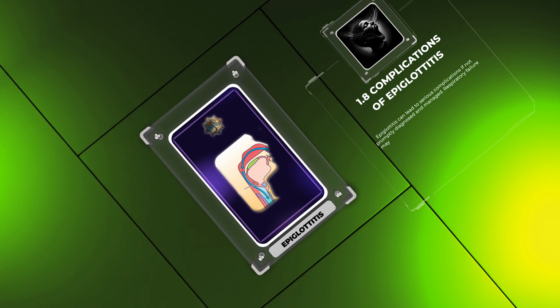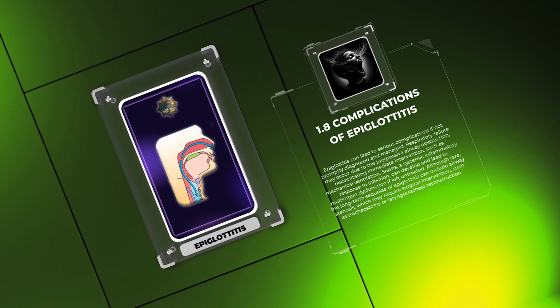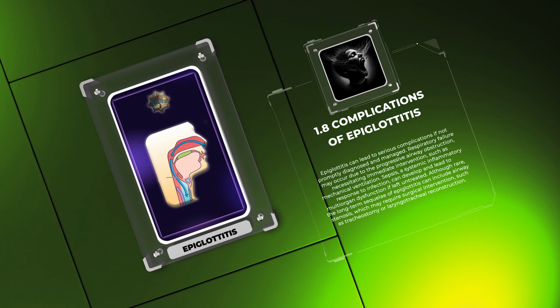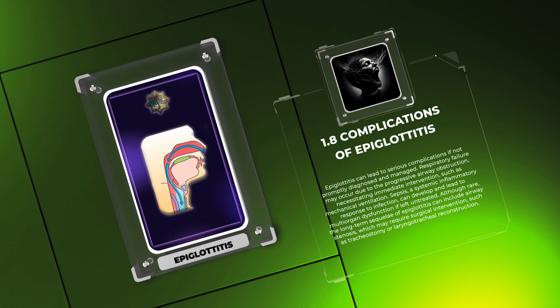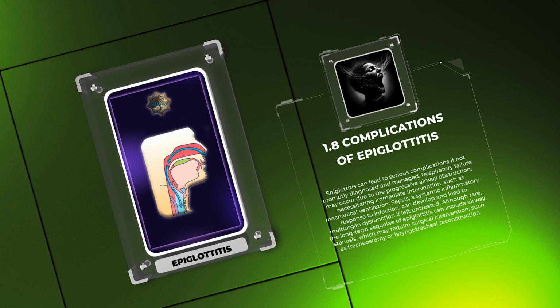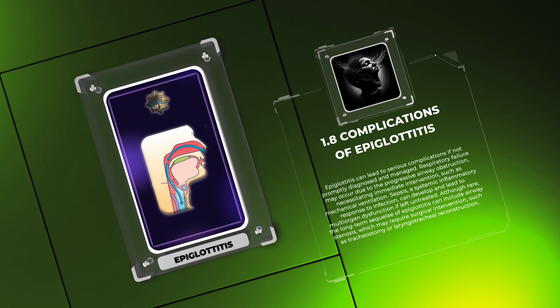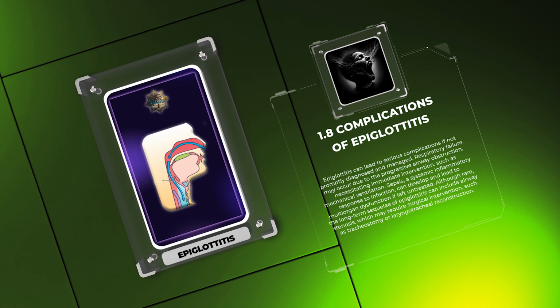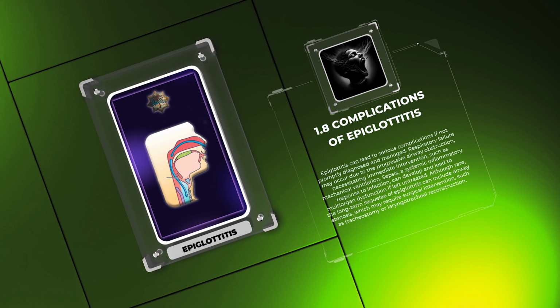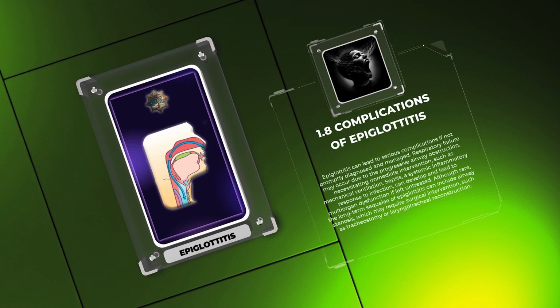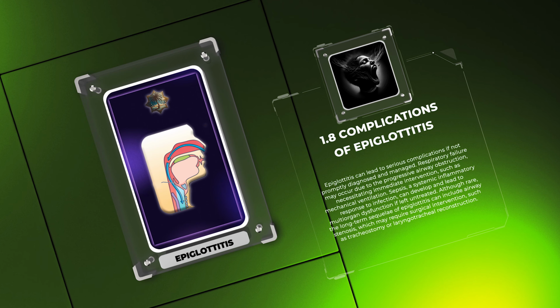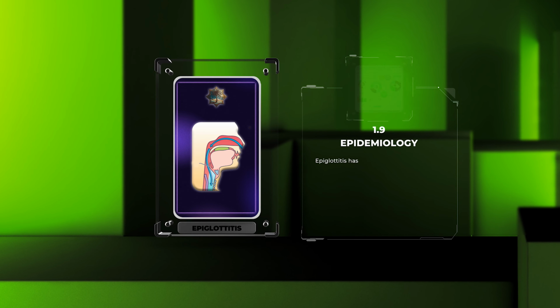Epiglottitis can lead to serious complications if not promptly diagnosed and managed. Respiratory failure may occur due to the progressive airway obstruction, necessitating immediate intervention, such as mechanical ventilation. Sepsis, a systemic inflammatory response to infection, can develop and lead to multi-organ dysfunction if left untreated. Although rare, the long-term sequelae of epiglottitis can include airway stenosis, which may require surgical intervention, such as tracheostomy or laryngotracheal reconstruction.